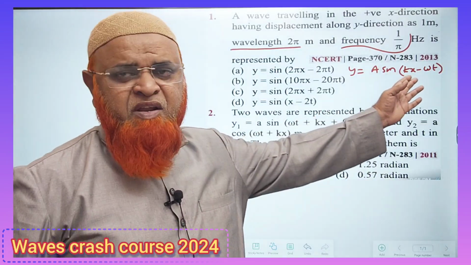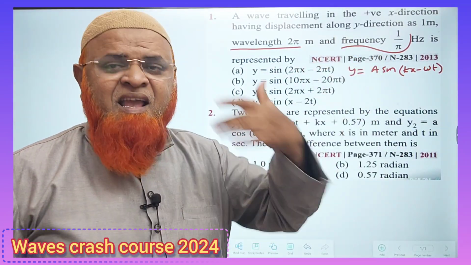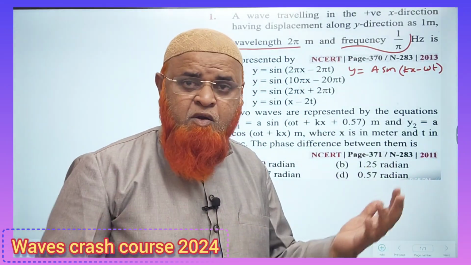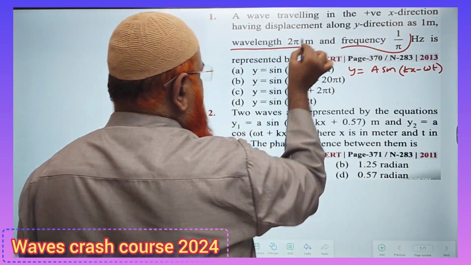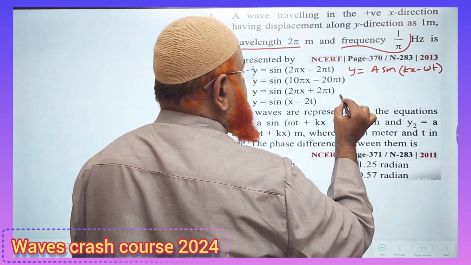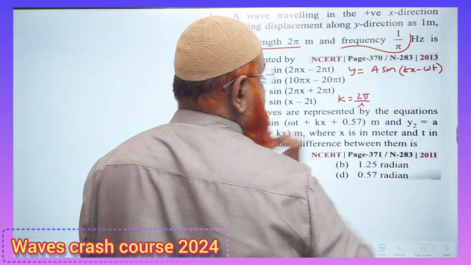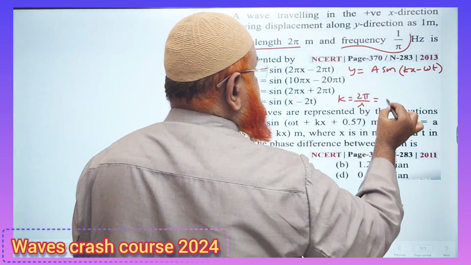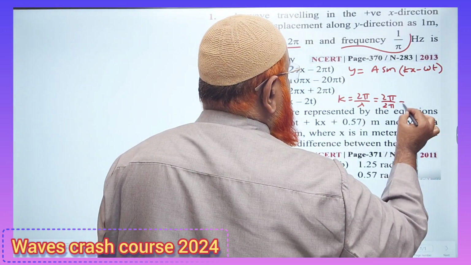This is going to be your general form of writing an equation. But neither has he given k, nor has he given omega in the question. But indirectly he has given the value of k and the value of omega. Let us find out how. For that, you know that the wavelength is 2 pi. So you can write k is equal to 2 pi by lambda as a general formula. Instead of wavelength, you can write 2 pi here. So 2 pi divided by 2 pi is going to be 1.